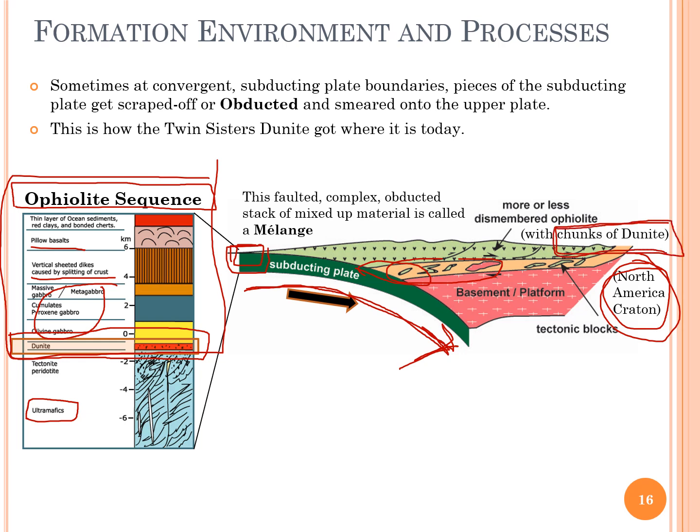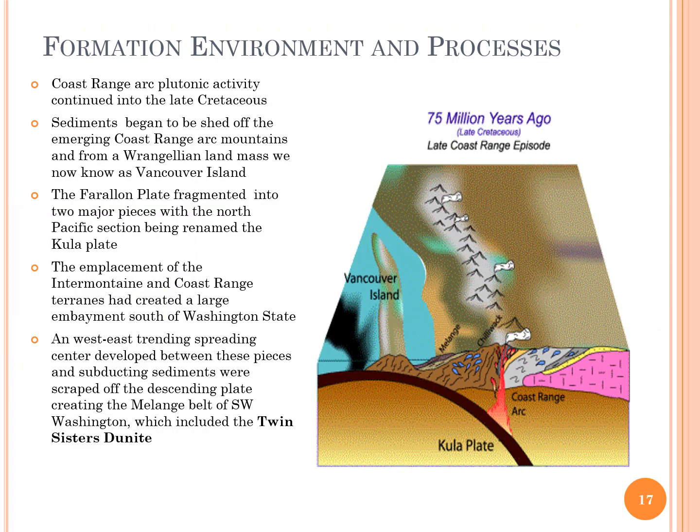All right, so how does this all tie to our stone that we sculpt here in the Pacific Northwest called dunite? Well, it began when this scraping or obduction occurred, and that was about 75 million years ago. So here we have a slide that talks about the formation environment and processes by which our dunite formed. Now, as I mentioned, a key element of getting dunite scraped off from an ophiolite sequence involves a subducting plate underneath a continental landmass in our case. So here is a picture of what North America looked like on the West Coast 75 million years ago. And here we have one of our subducting plates.